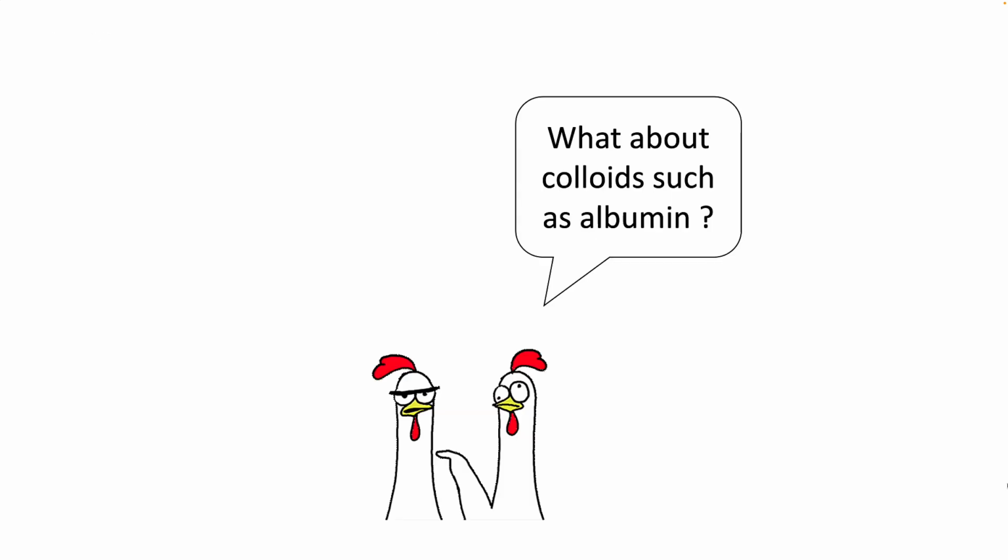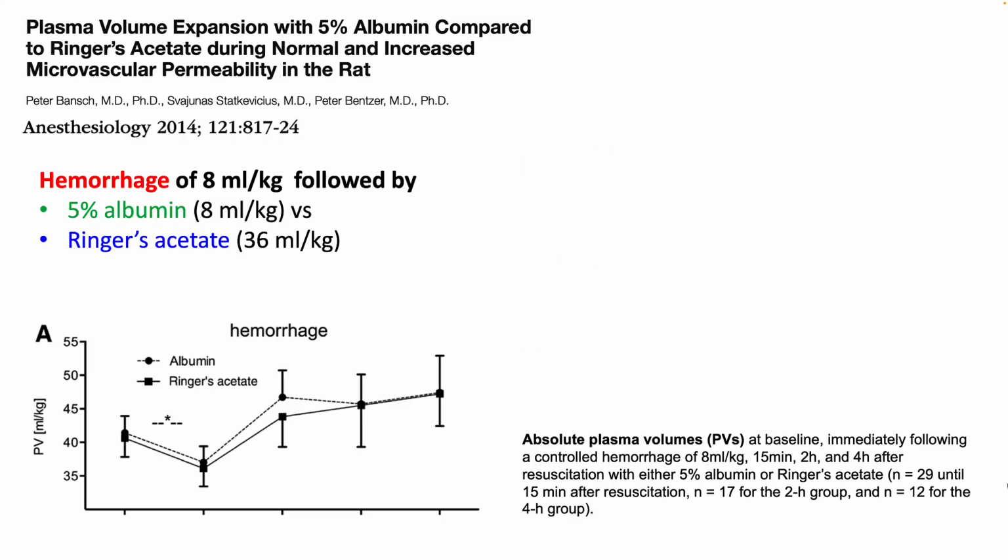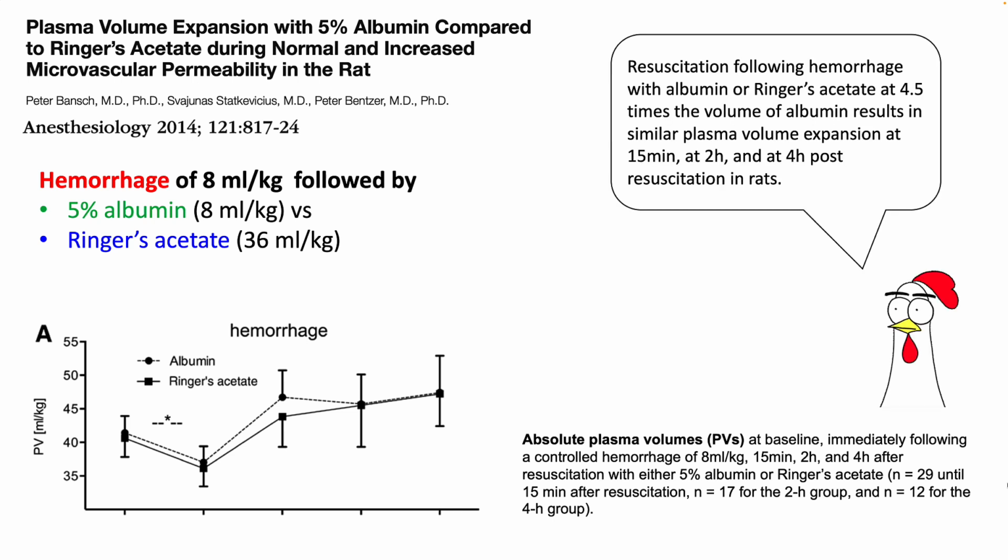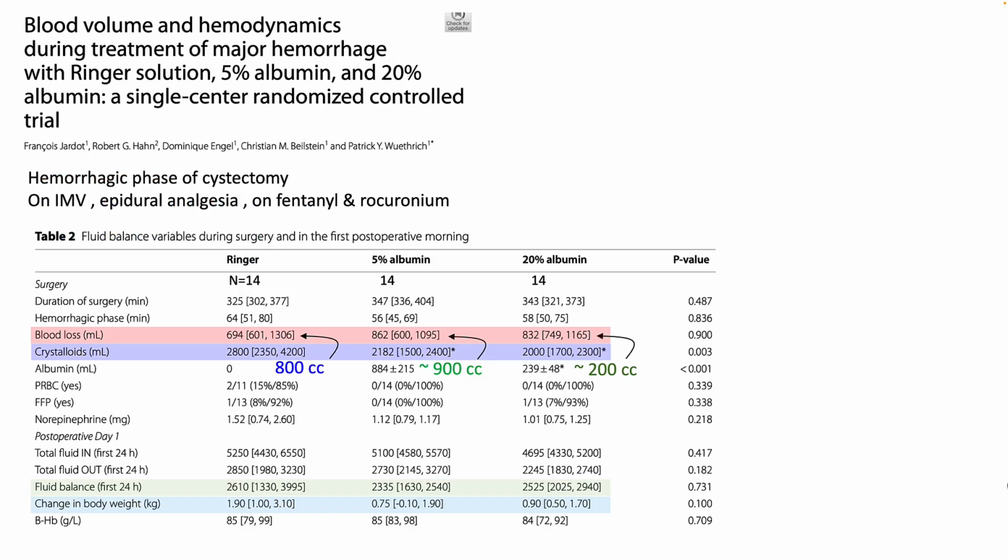So let's look at the colloid such as albumin. This was an interesting study where they hemorrhaged rats around 8 ml per kg and resuscitated with 5% albumin and ringer lactate. And you can see that even after 4 hours post-resuscitation, the plasma volume was similar in both cases. But that was a rat study. Let's look at the human trials.